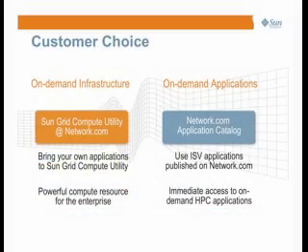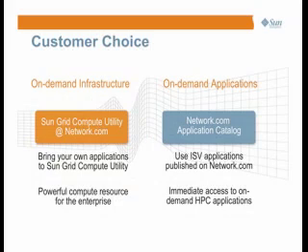So there are two basic models for Network.com. One is that you use the on-demand infrastructure. This is the SunGrid Compute Utility, which provides you access to the nodes. This is providing you Solaris 10 and SunGrid Engine, basically. Then you bring your own applications, upload them, create jobs and your data to execute against that, and you can get your results back.